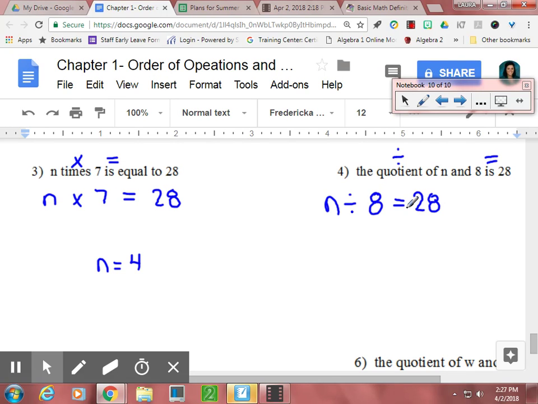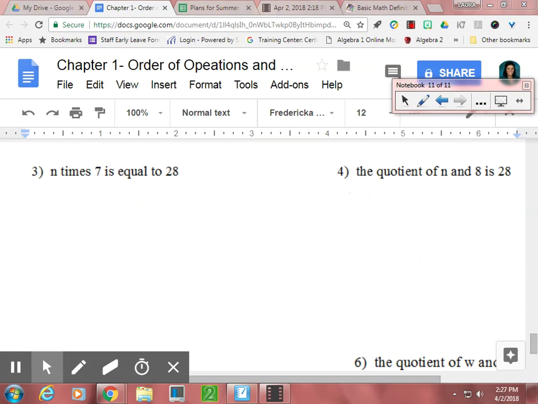Okay, you could also write that with a fraction bar. Because remember that all a fraction bar means is to divide. So don't be afraid of fractions when you see them, because that just means division.